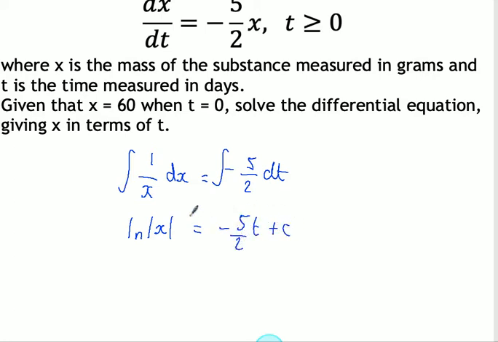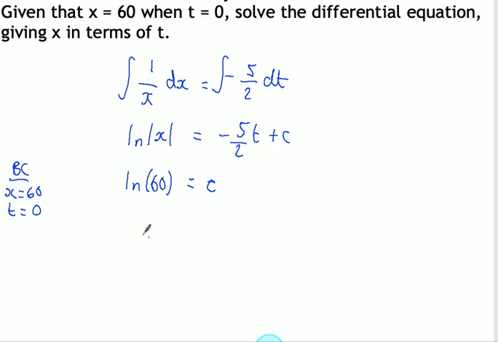Done. Okay, so the next step is we're going to substitute in our boundary condition. We're told it plain and simply in this question. Okay, x is 60 when t is 0. I tend to make a little note of that as part of my working out. It shows the examiner that I'm in control. So ln 60 equals c, doesn't it, when t is 0.